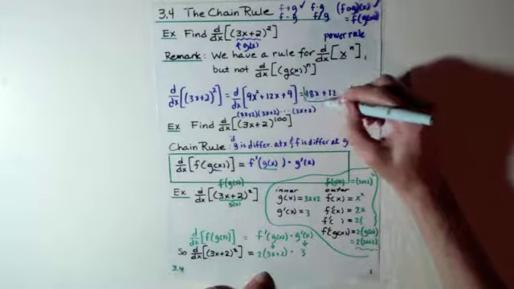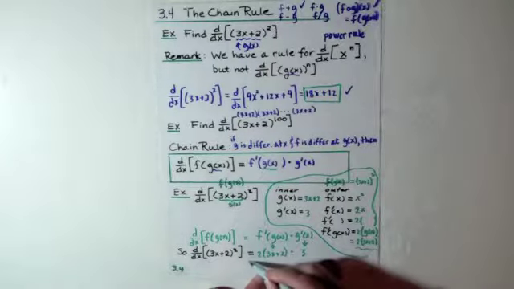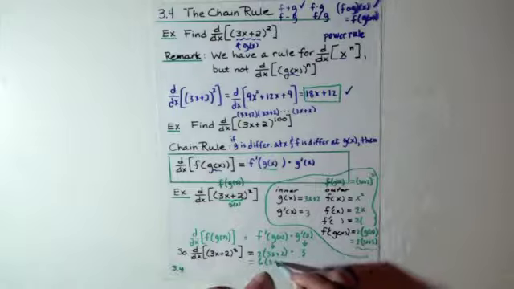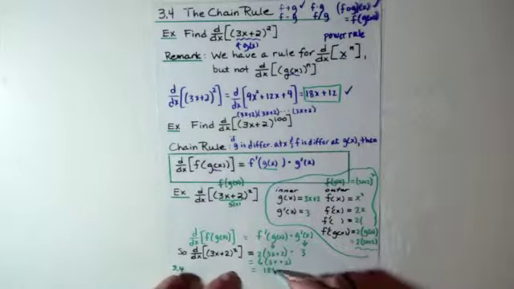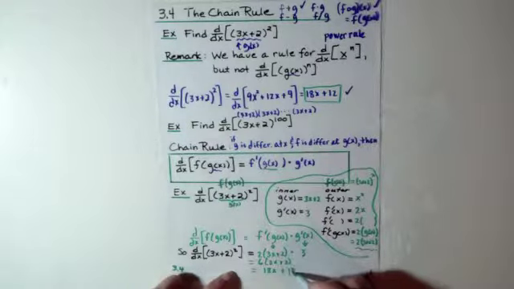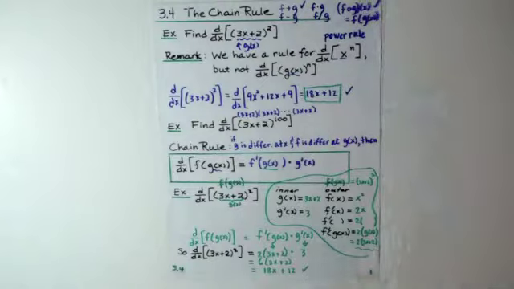Remember, we got an answer up here of 18x plus 12. We know that's correct. Well, this, if I pull the 3 to the front, would be 6 times 3x plus 2, and that does give me 18x plus 12. That does give me the same answer I got by just multiplying out and taking the derivative term by term.